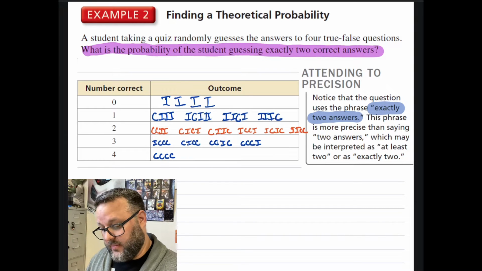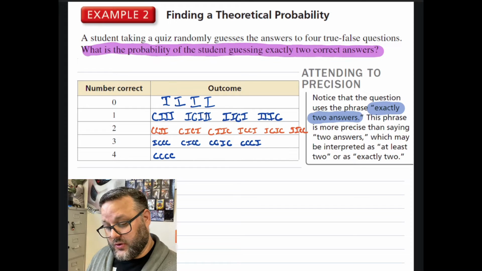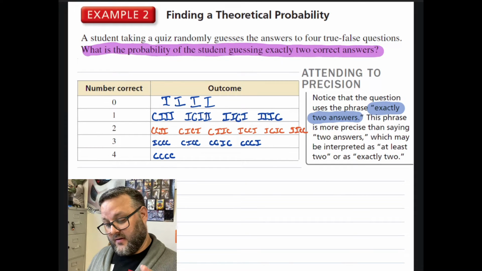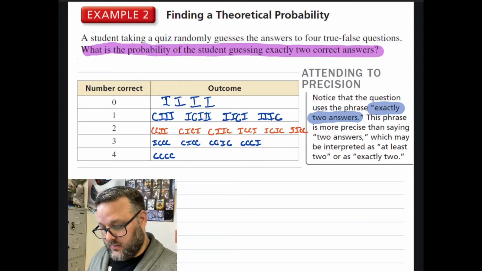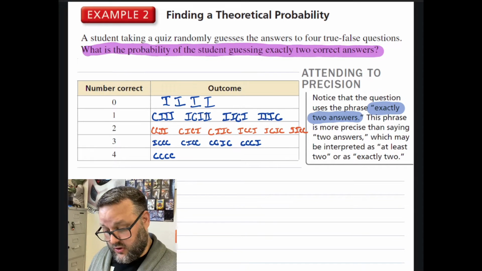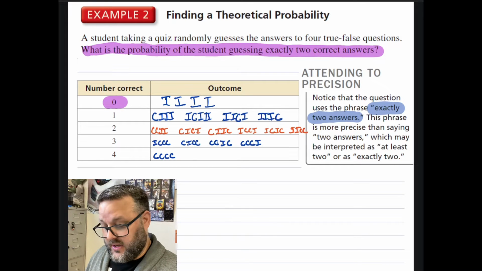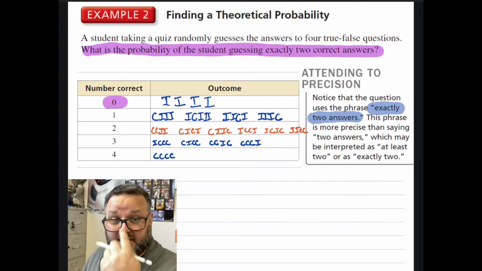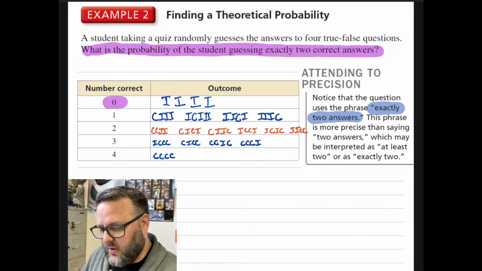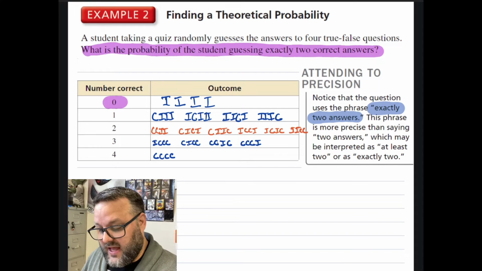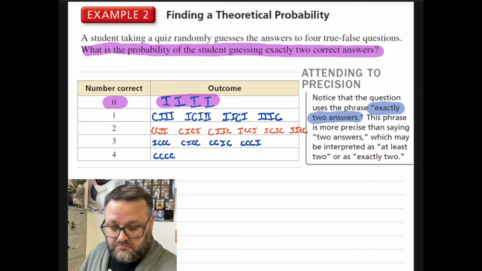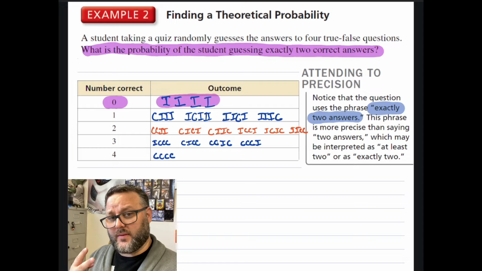We're finding a theoretical probability that a student guessing exactly 2 correct answers when they guess on 4 true-false questions. So on true-false questions, you only have the ability to be right or wrong. So you could be completely wrong. I stands for incorrect and C is going to stand for correct, so right or wrong. Writing an R and a W is not as easy. So if the outcome were you got none right, there's only one possibility of that. That's not what we want. We want the possibility of 2.